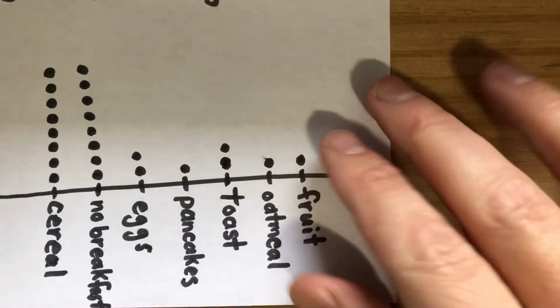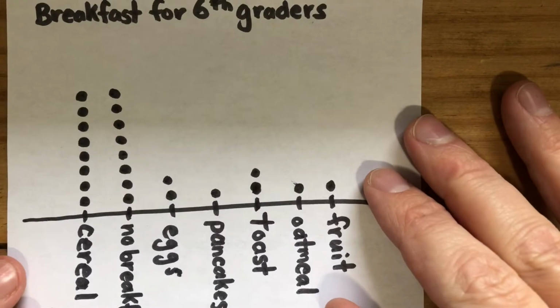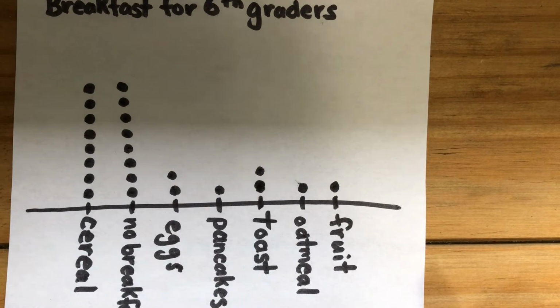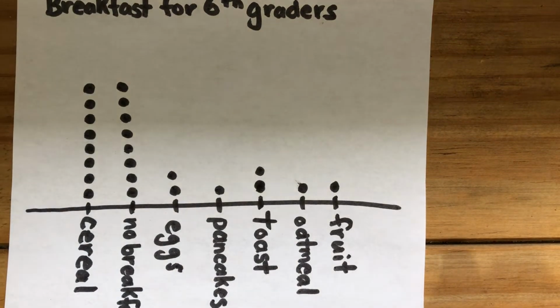So if I look at some made-up data, if I had asked students what they'd had for breakfast, you could see that data varied significantly. I have a lot of students who had cereal for breakfast. I had a lot of students who had no breakfast. A couple had eggs, one had pancakes, two had toast, one had oatmeal, and one had fruit. These answers vary, which is what we expected. This was a statistical question. We did not expect to get all the same answer.